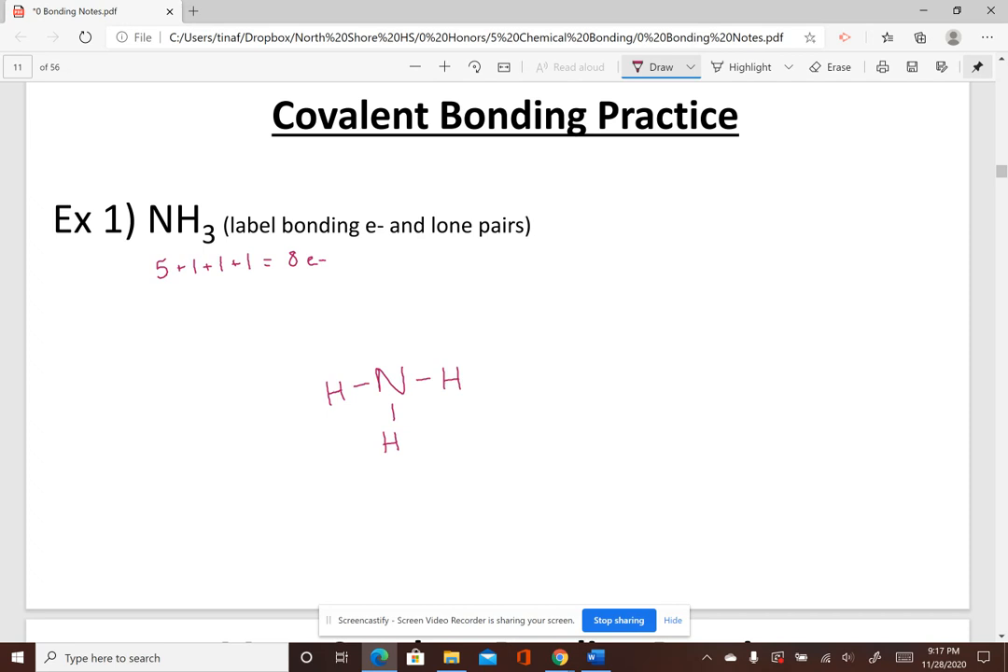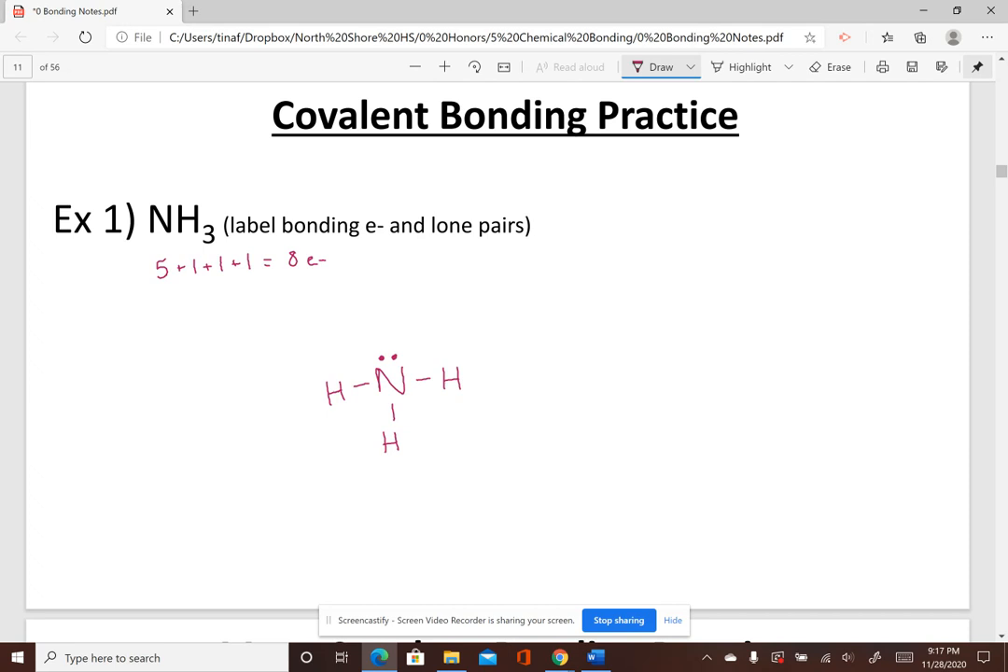Okay, so if I look at each of these hydrogens, they each have a single bond attached to them, which means they each have two valence electrons. So they're all good, they're all full. My nitrogen, I need to fill up. So nitrogen has three bonds around it. Each bond has two electrons. So that's 2, 4, 6 electrons. To make 8, I need to add 2 more electrons to the nitrogen.